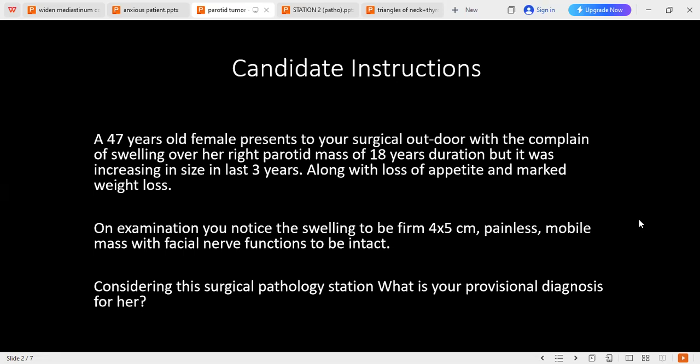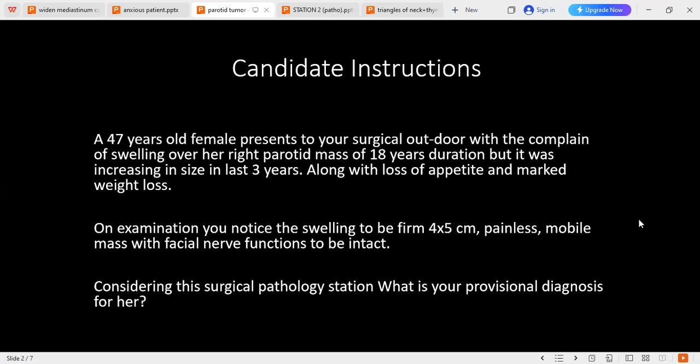Okay, ma'am. Right. So if you've read and understood considering its surgical pathology station, please tell me what would be your provisional diagnosis. This may be a case of a benign parotid tumor, maybe the pleomorphic adenoma.